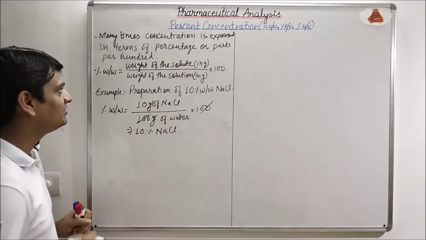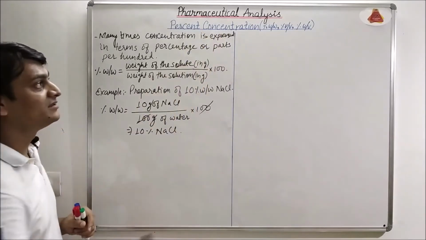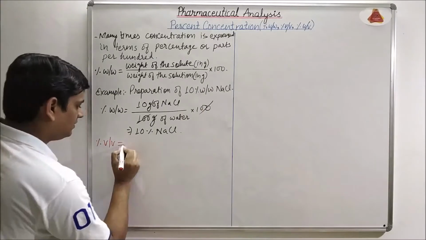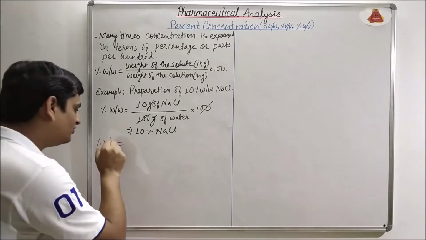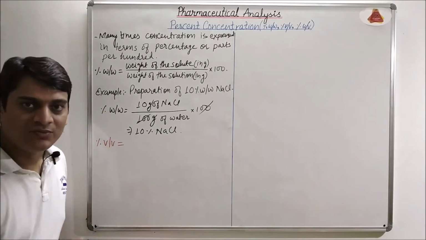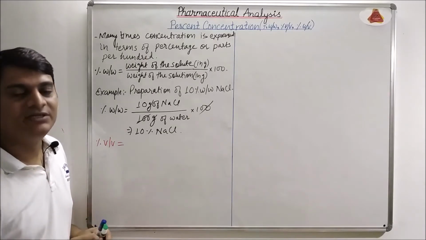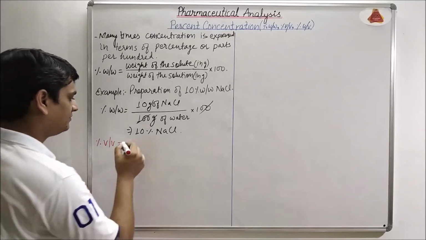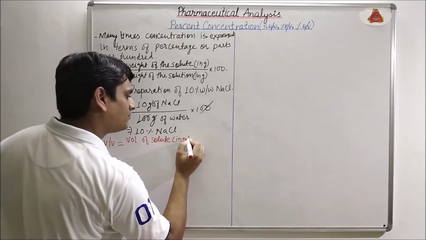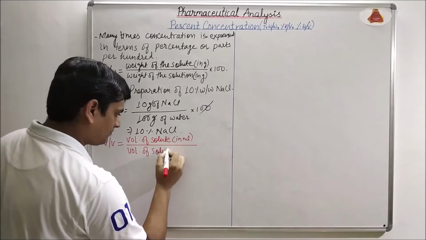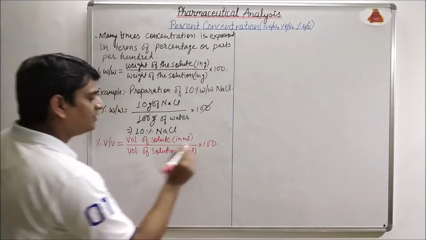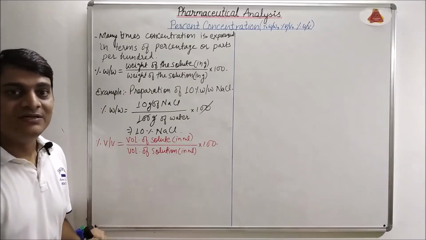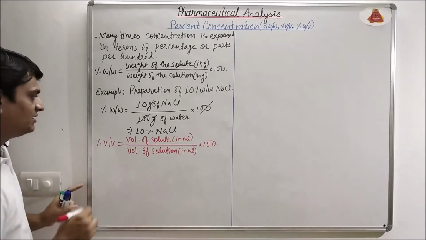Okay. Now coming to the second type of percent concentration, that is percent volume by volume. The formula for percent volume by volume is equal to volume of solute in ml divided by volume of solution in ml into 100. Here I am taking the example of acetic acid: how will you prepare 10% volume by volume solution of acetic acid.